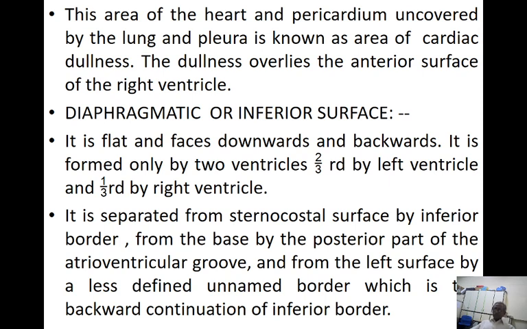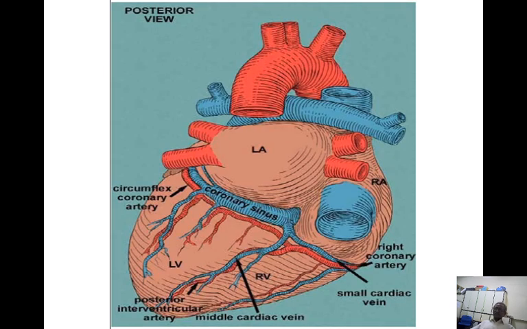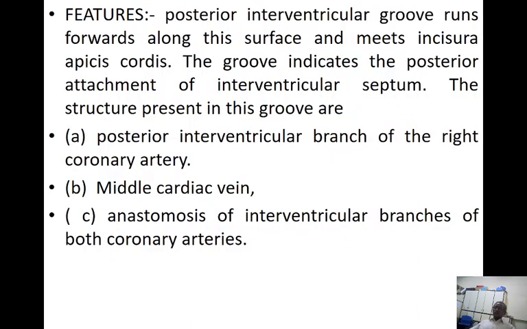Border from the base by the posterior part of the atrioventricular groove, and from the left surface by a less defined, unnamed border, which is the backward continuation of the inferior. Then features: the posterior interventricular groove runs forwards along the surface and meets the visceral epicardium. The groove indicates the posterior attachment of the septum.